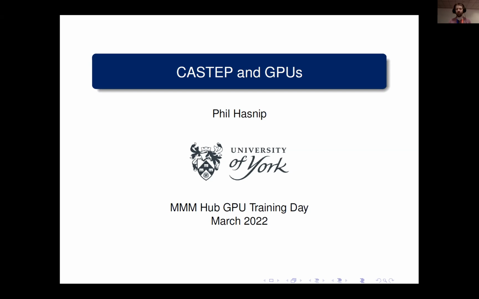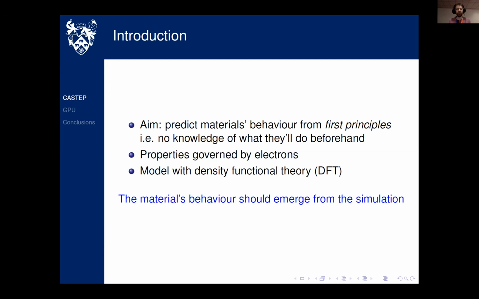So just to start with, what are we trying to accomplish with something like CASTEP? Well, first of all, let's start with what it does and what the scientific aim is. What we're trying to do is take a material that we've never seen before, perhaps, it might even never have been made before, and predict what it does from what we call first principles, which really is code for quantum mechanics. So something that has as few approximations and parameters as possible. And most of the physical and chemical properties we're interested in are governed by the electrons. So this comes down to how do you model electrons? And we model this with density functional theory. I'm going to say basically no more about that, but that's the method that we use. And the key idea is that the material's behavior should just emerge from the simulation. It's not an input, it's just an output of the simulation.